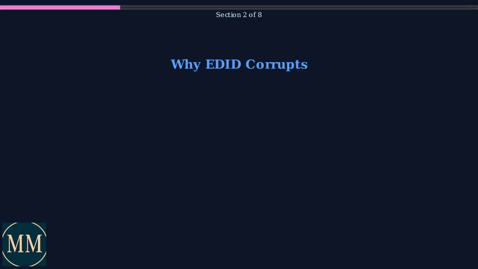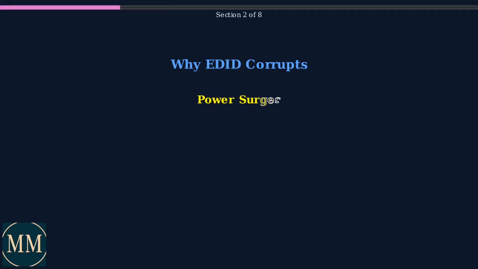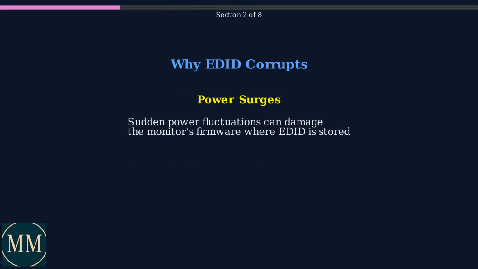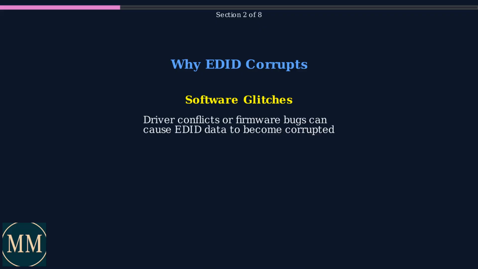EDID corruption can occur from several sources, disrupting the data communication between your monitor and computer. One common cause is faulty HDMI cables. Damaged connectors or poor quality cables can corrupt the EDID data during transmission from the monitor to your computer. Power surges or electrical disturbances can corrupt the EDID data stored in the monitor's memory chips. Software glitches, such as conflicts between graphics drivers or firmware bugs, can also corrupt EDID information.